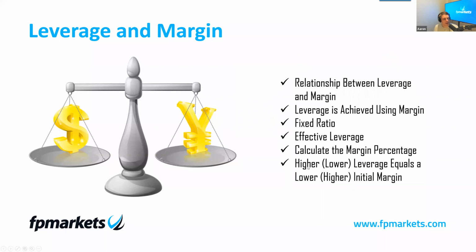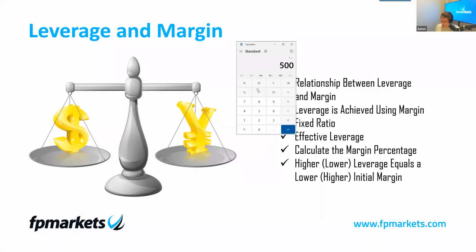Now, this is very important. Higher leverage equals a lower initial margin. Lower leverage equals a higher initial margin. So if we have high leverage, say 500 to 1, let's get the handy dandy calculator back out and work out our margin percentage: 1 divided by 500. That's 0.2%, okay? That's the margin rate, the initial margin rate that you'll have to effectively deposit as collateral into the trading account. That's very different to the 1% that we got through the 100 to 1 leverage.